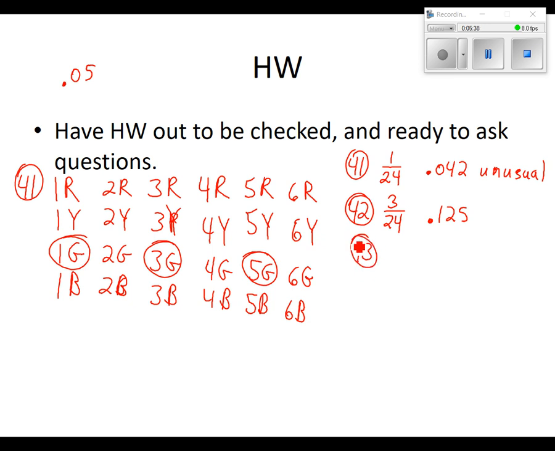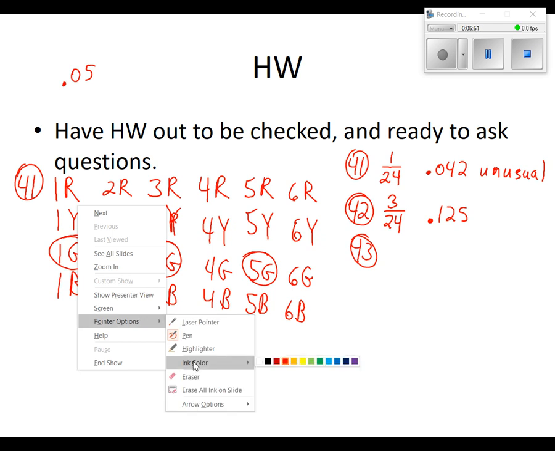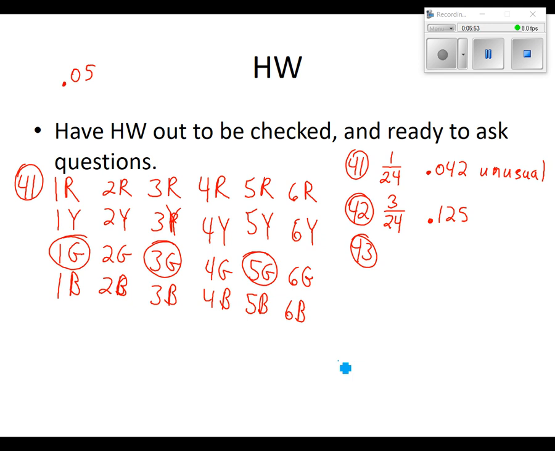43. What's 43 say? Rolling a number less than 6 and the spinner landing on yellow. So a number less than 6 and yellow. It's like 5 out of 24. So it's that one, that one, that one, that one, that one. So 5 of them, 5 out of 24. Is that going to be considered unusual? No, it's not. It's going to be higher than this one, right? So not unusual.